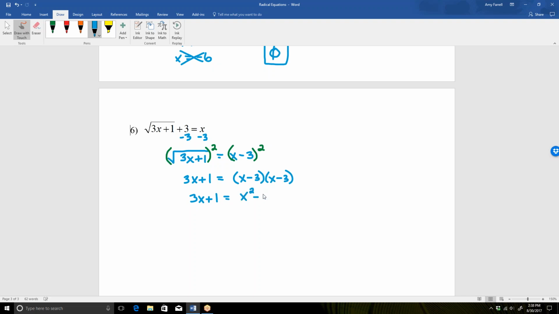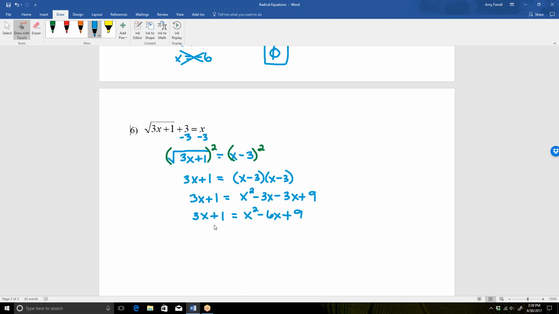So let's see what we get here. x squared minus 3x minus 3x plus 9. Let me combine like terms. Now be careful, don't cancel these. It's x squared minus 6x plus 9. Both of those 3x terms are negative. Okay, so now I have a quadratic equation.